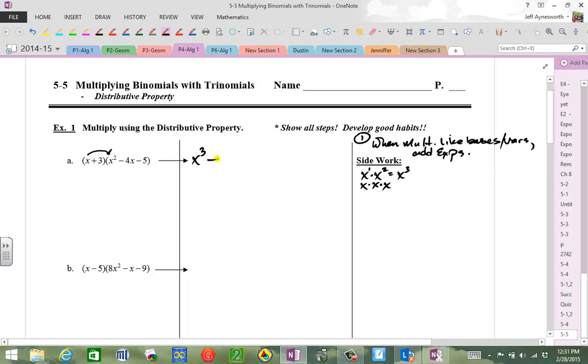Okay, I see a minus sign, so I'm going to put a minus sign. All right, x times 4x. Notice that I look at the minus sign first, and I put that first. That way I don't even have to worry about the sign of the number here. I just look at x times 4x.